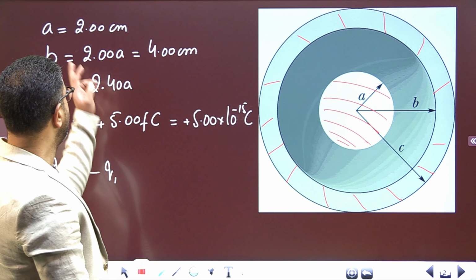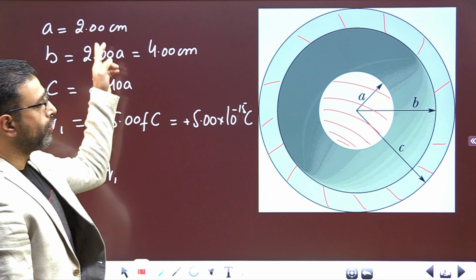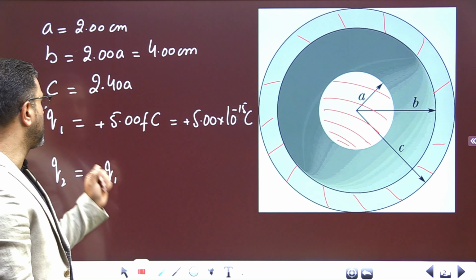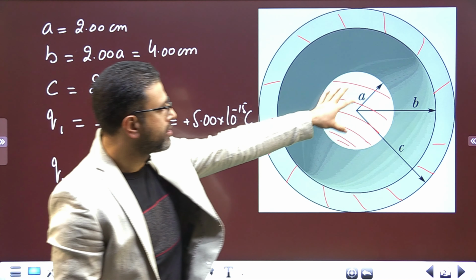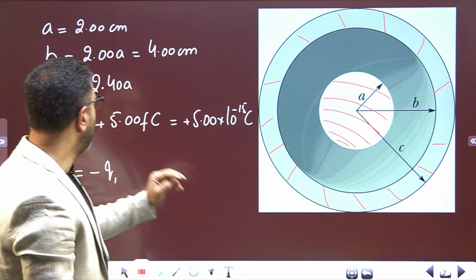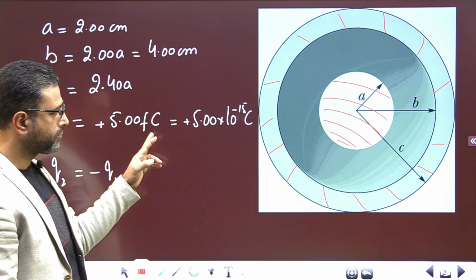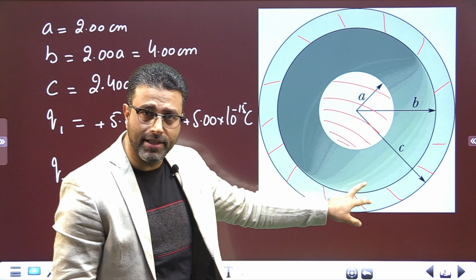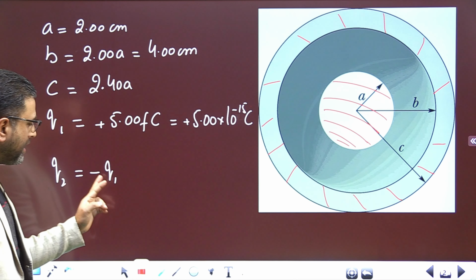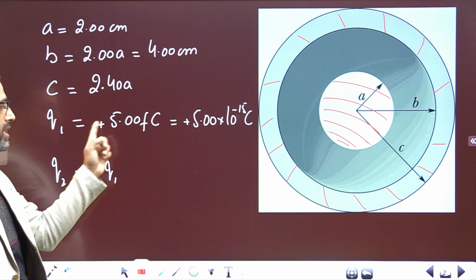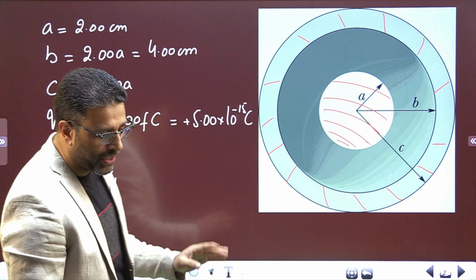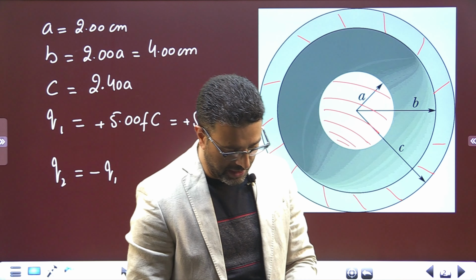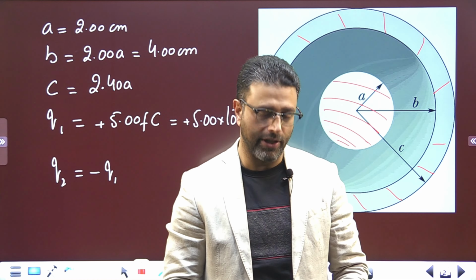We are given some data. A is 2 centimeters, B is equal to twice A, C is equal to 2.4 times A. Q1, that is the charge of the solid sphere of radius A, is 5 femtocoulombs, 10 to the power minus 15. And the charge of the conducting spherical shell is minus Q1, so minus 5 femtocoulombs. We have to find out the field at various points.